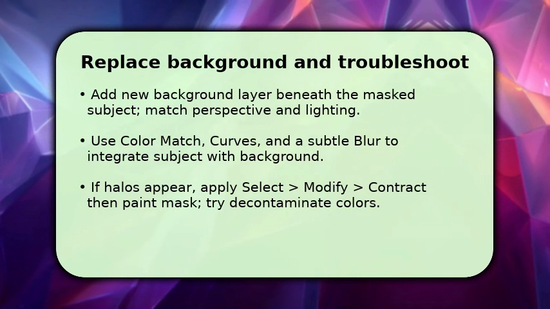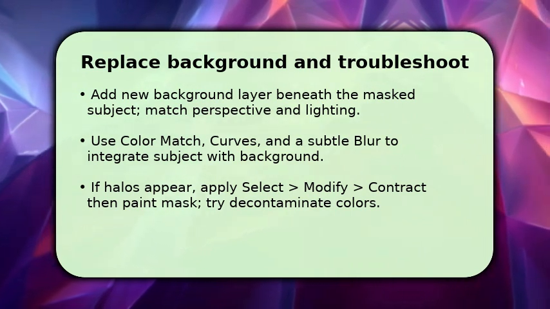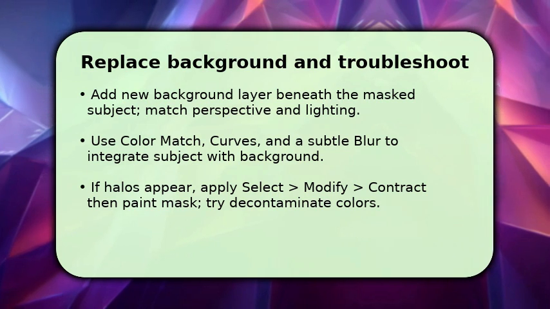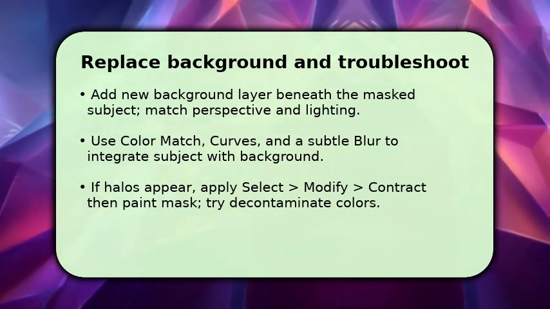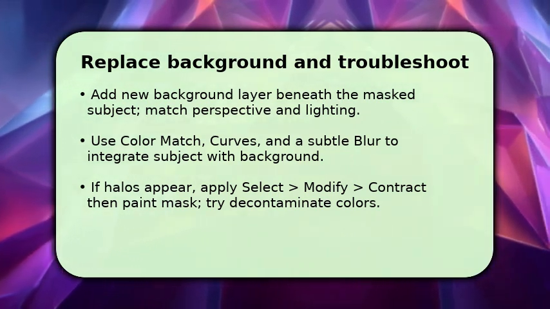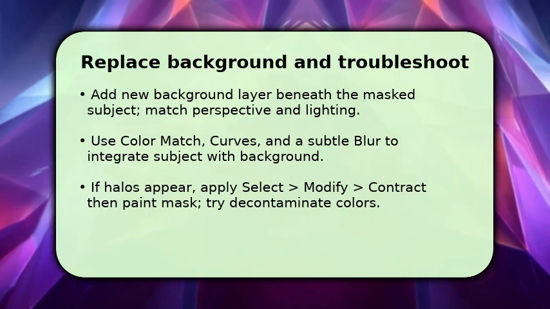If a halo or color fringe remains, contract the selection by 1 or 2 pixels and manually paint the mask with a soft 100% black or white brush. Decontaminate colors in Select and Mask.